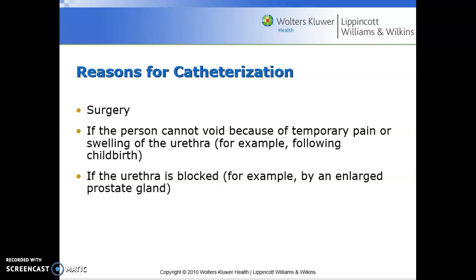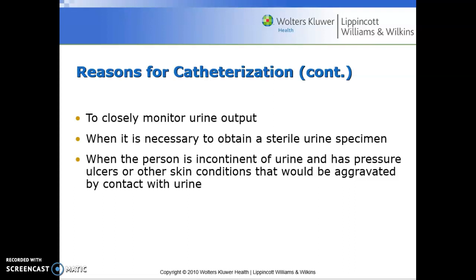Again, there are different reasons: surgery, if they can't void because they're having temporary pain or swelling, or if the urethra is blocked. These are reasons why you would have the catheter. Again, to closely monitor intake and output. Caths may be inserted for retention. If it's retention, we're going to insert a straight cath for this distension. We're going to measure the amount of urine obtained. We're going to report color. We're going to report clarity and how the patient tolerated it.